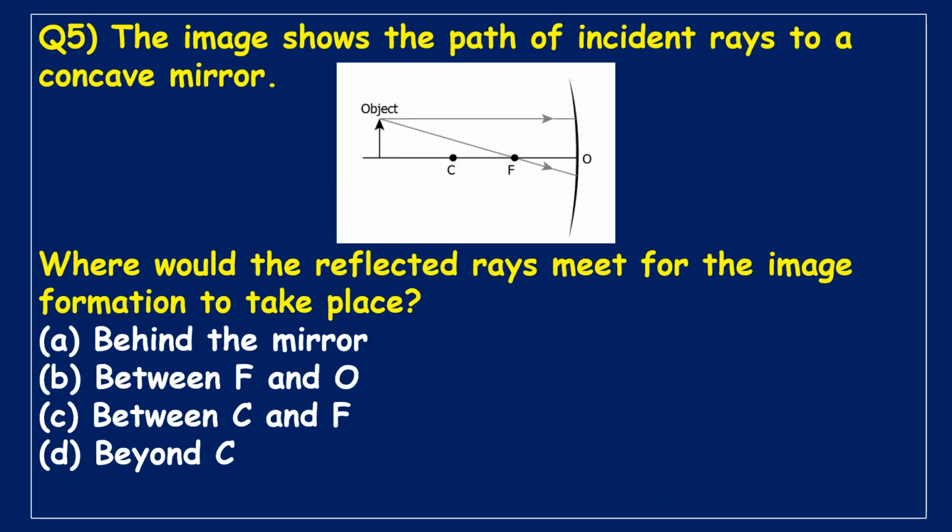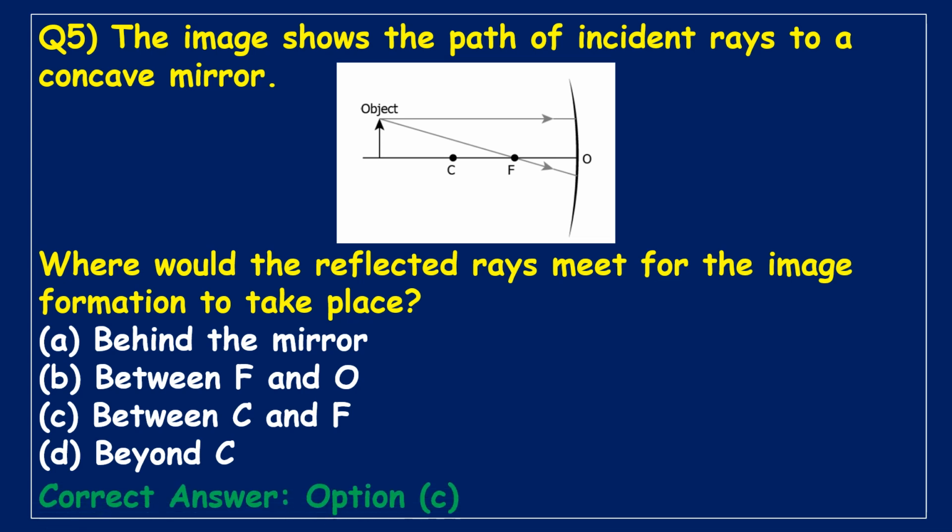Fifth question. The image shows the path of incident rays to a concave mirror. See here, it's a concave mirror, which has a focal length and a center of curvature. The object is kept on the principal axis. We already studied this: when the object is beyond the center of curvature, the image is formed between, we know, we'll see. Where would the reflected rays meet for the image formation to take place? Behind the mirror, between focus and optical center, between center of curvature and focus, or beyond C.